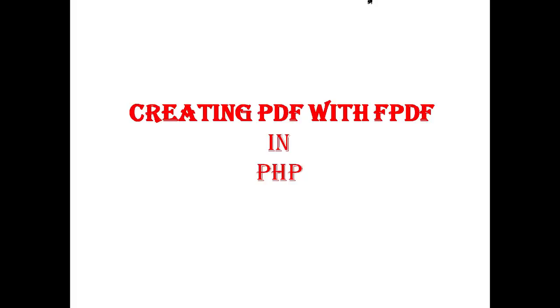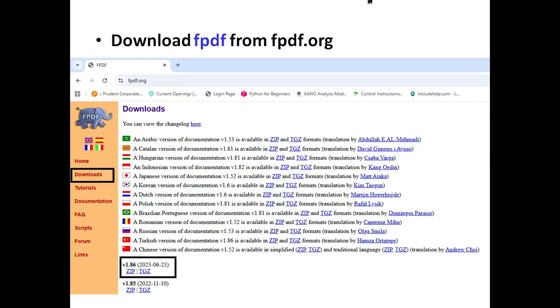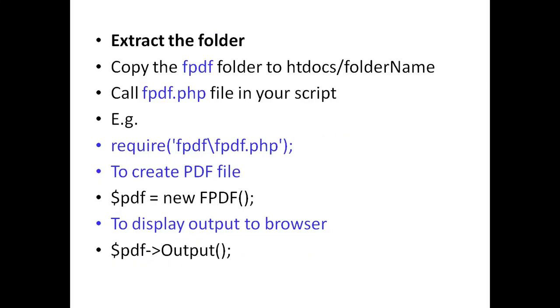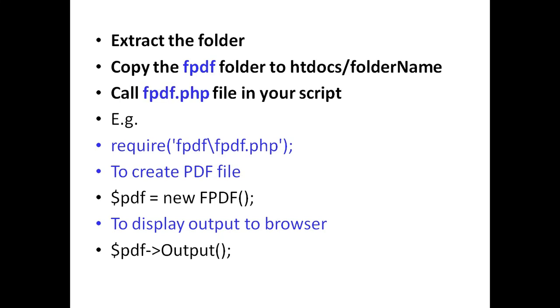Here we will see creating PDF with FPDF in PHP. For this, first download the FPDF from fpdf.org. Open the site fpdf.org, then download this file. Then extract the folder and copy the fpdf folder to htdocs and your folder name. And call the fpdf.php file in your script.